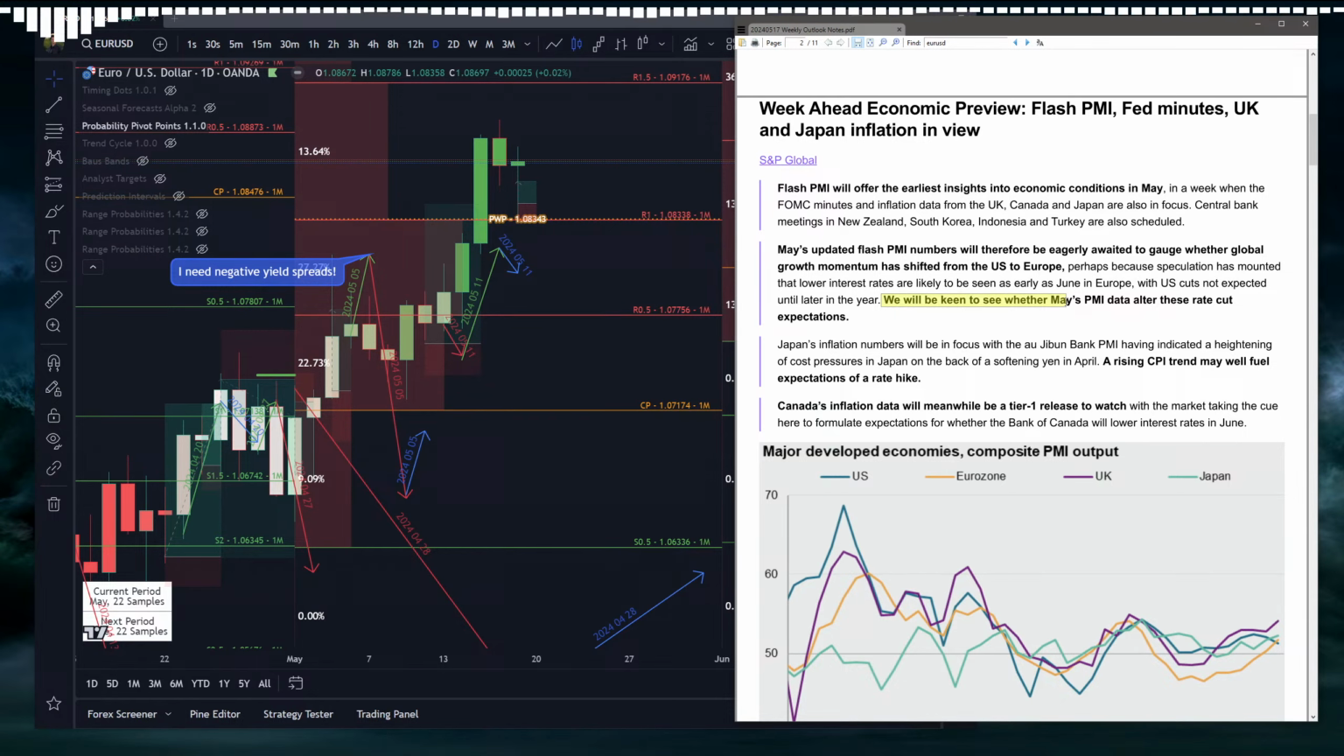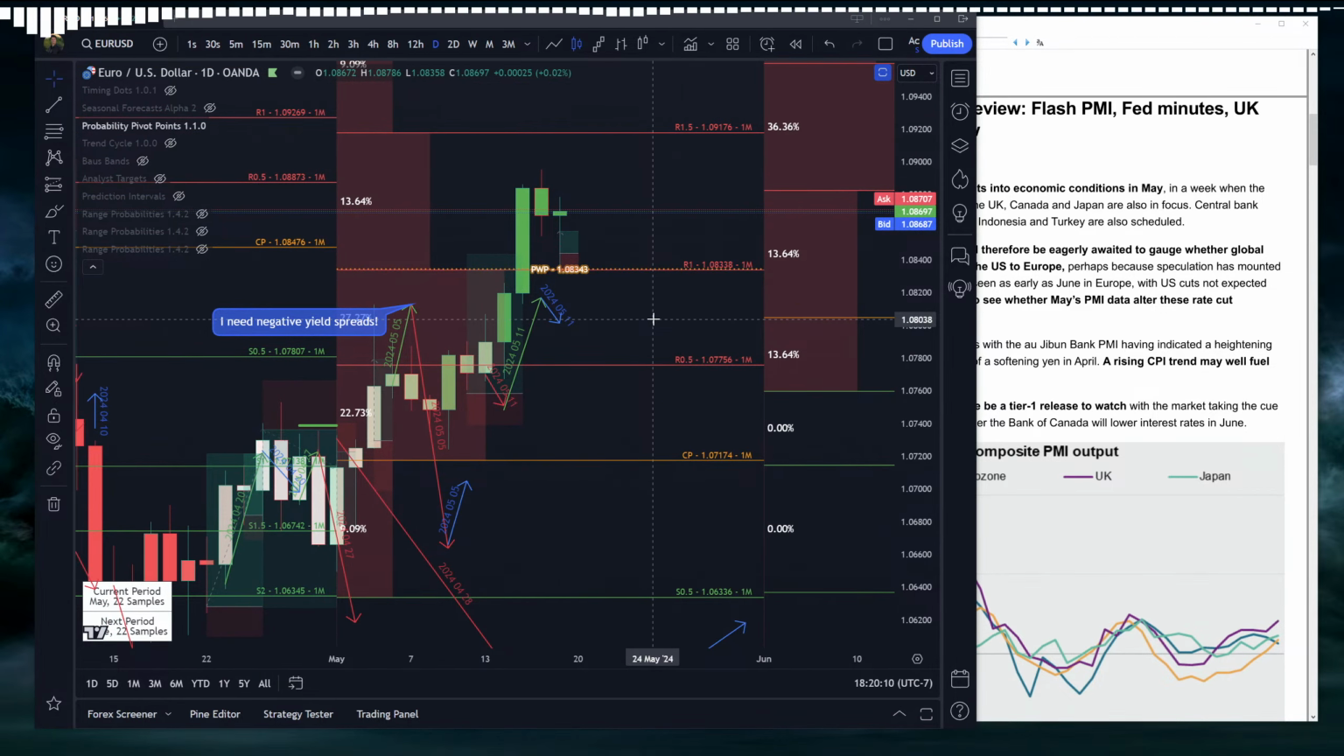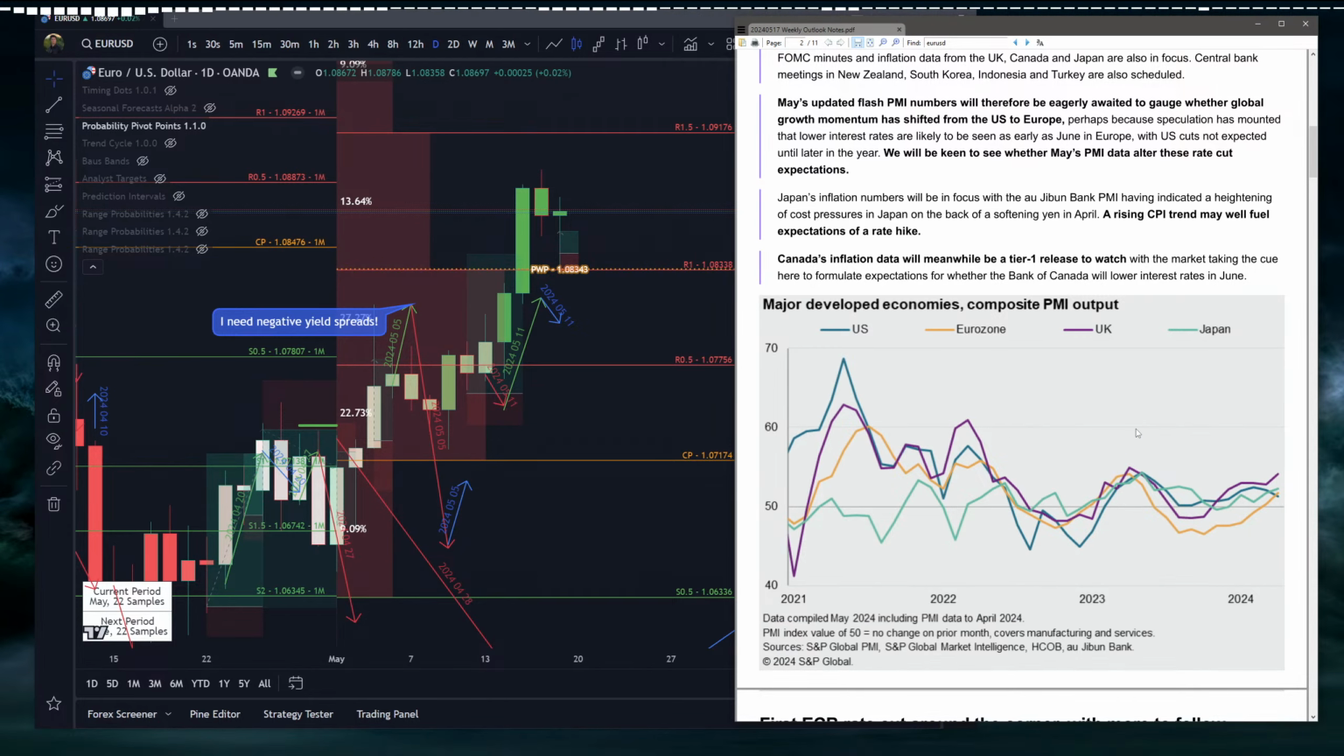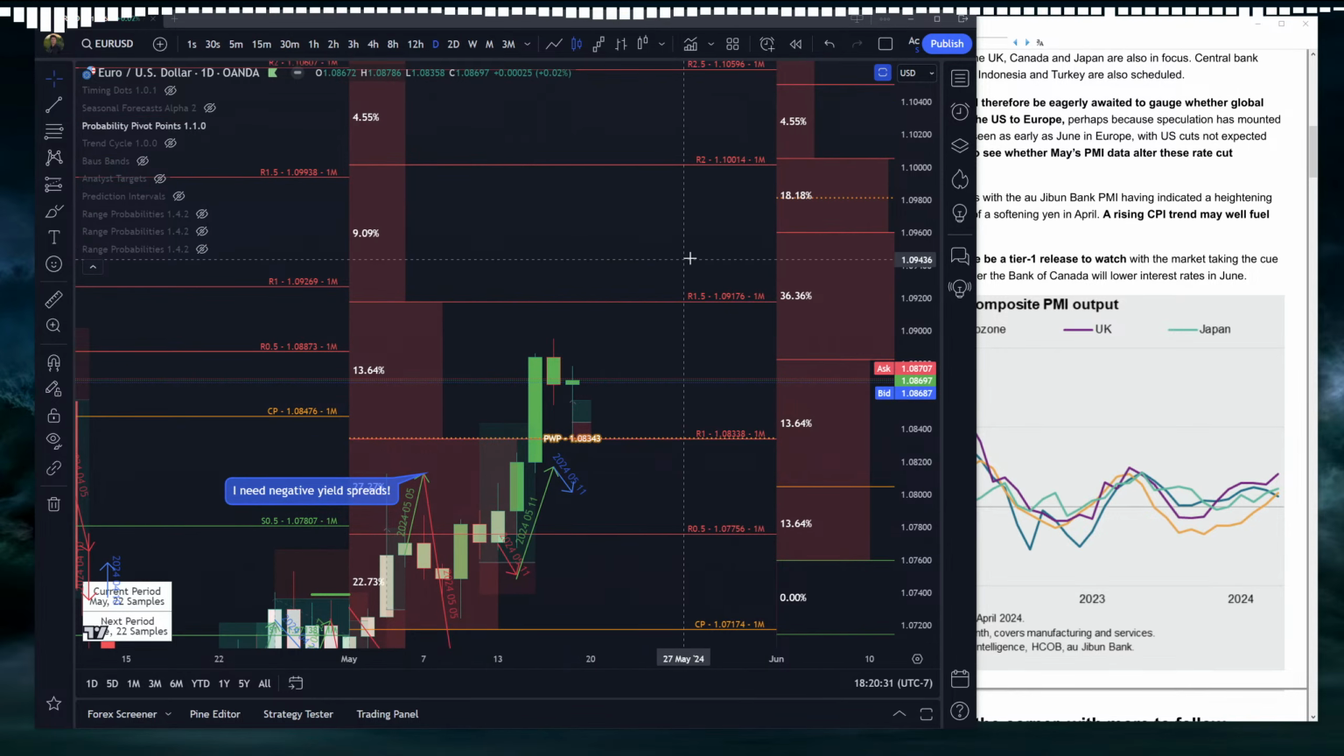We will be keen to see whether May's PMI data alter these rate cut expectations. If we get really, really good expectations out of the PMI data, which tends to lead GDP and an assortment of other macroeconomic information, and the flash PMIs come out good across the board for the rest of the G7, you can kind of see the composite here of what the PMIs look like. If they continue to improve, then yeah, things are likely to continue heading higher.